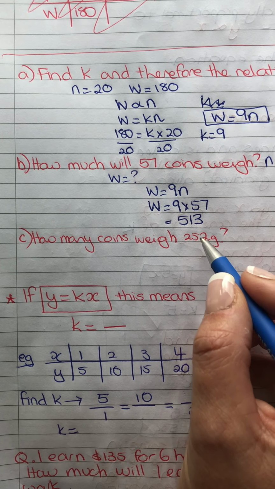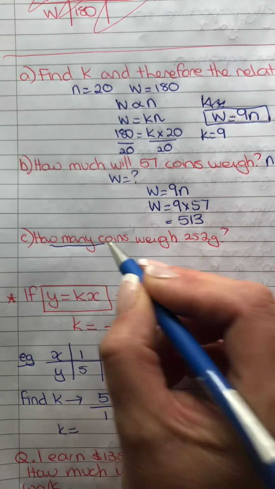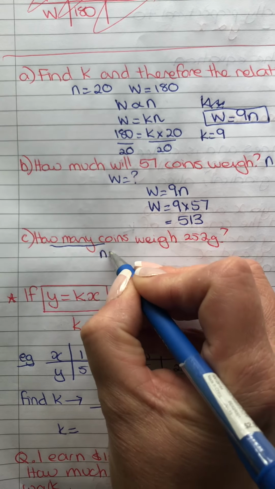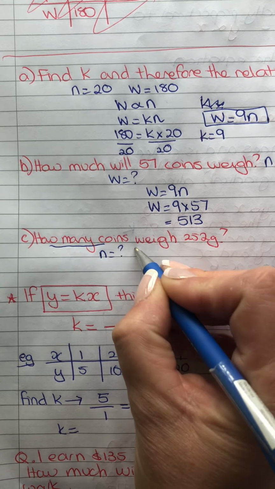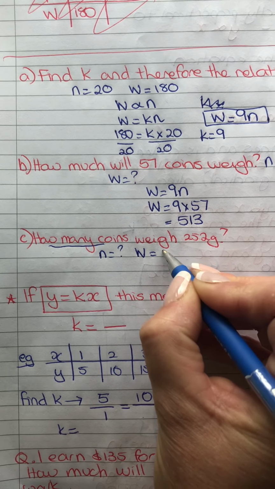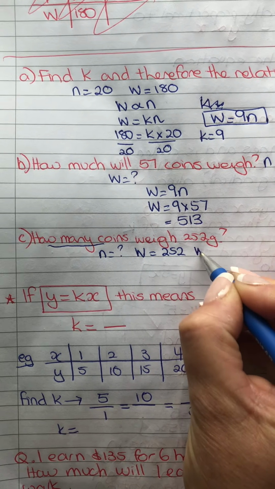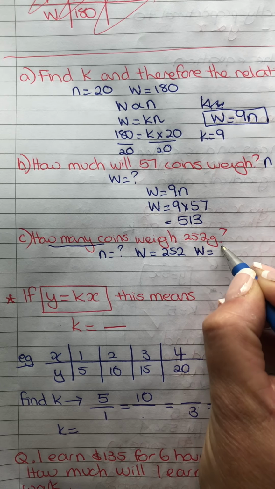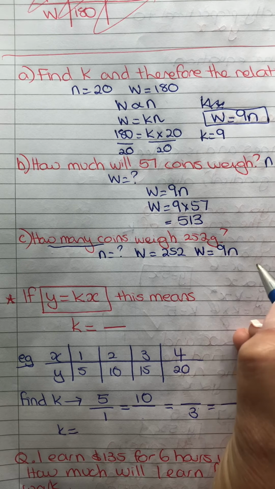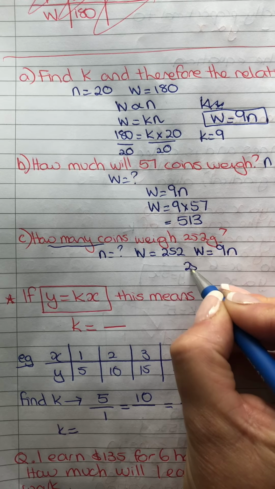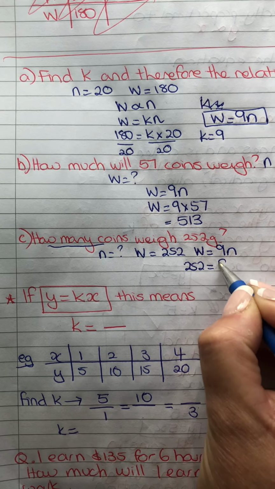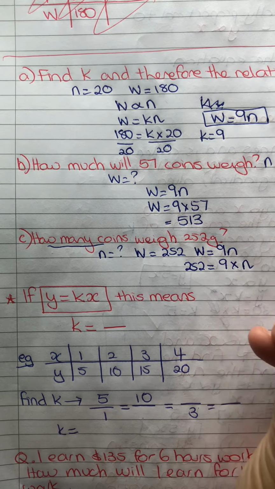So this time we want how many coins. It's saying we don't know what N is this time, so we must know what the weight is. And yes, we do. It's 252. We know our equation is W equals 9N. So we're going to go 252 equals 9 times N.